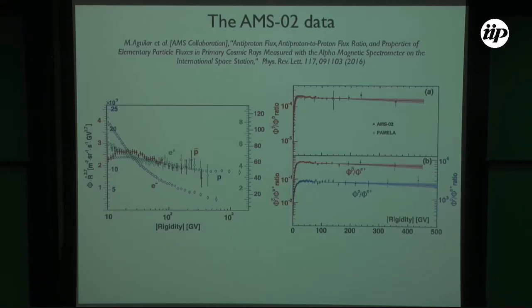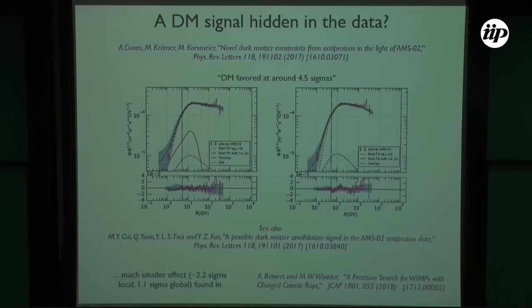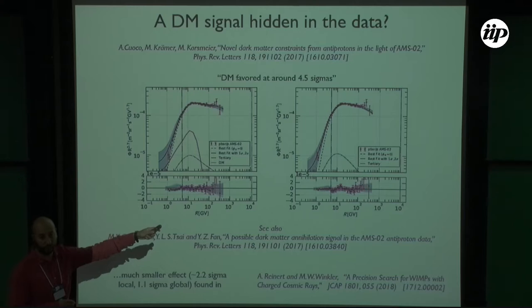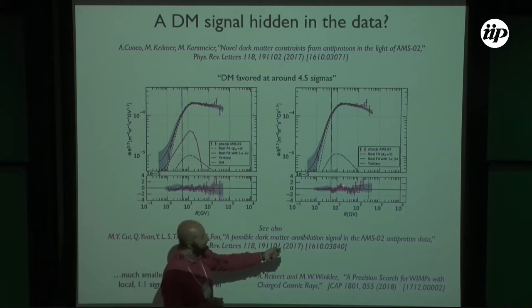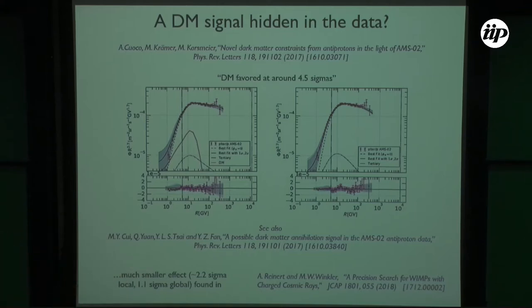Okay? The AMS collaboration presented this data. I won't enter into detail. So what happened in the community once these were presented? There was a very interesting analysis concluding that there is a favored hint for the presence of a dark matter signal in this data, and this is seen perhaps in the left plot with respect to the right plot. In the right plot, there is no dark matter, and their model is the black curve, and you see that there is some excess in the residual. Here there is a little bump. This bump goes away in the residuals if you add some dark matter contribution, which is the red bump.